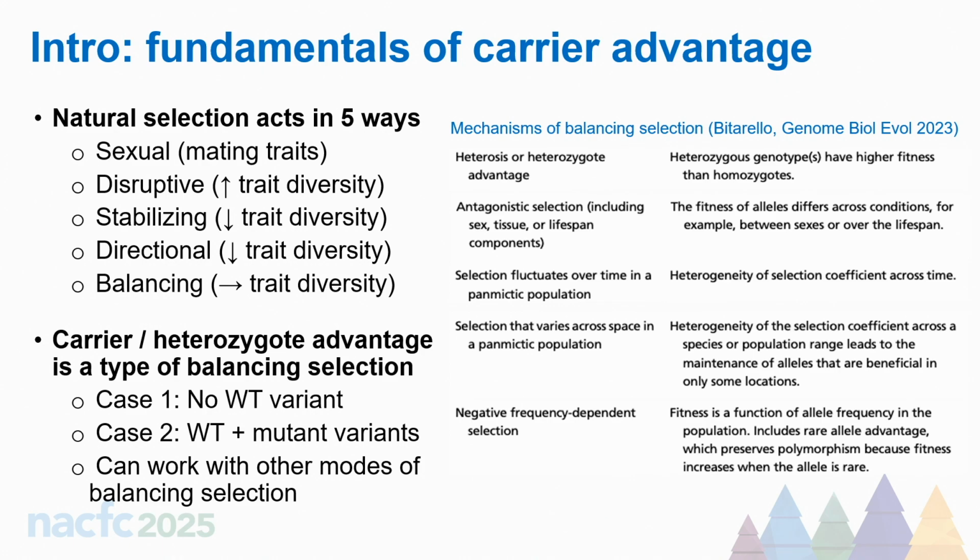And then finally, negative frequency dependent selection. So this is an interesting one where very rare traits end up being maintained in the population. So I'm talking about rare traits. I'm talking, for example, of heterochromia. So this is the case of people who have 2 different eye colors.